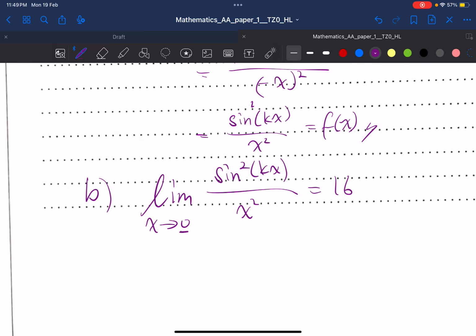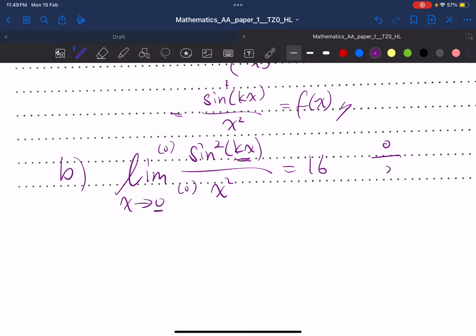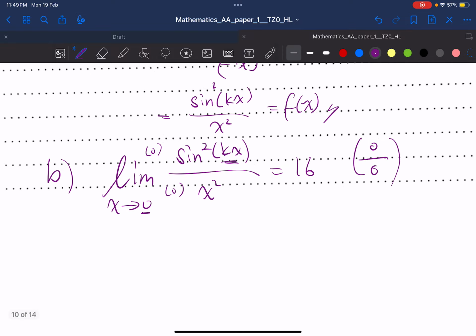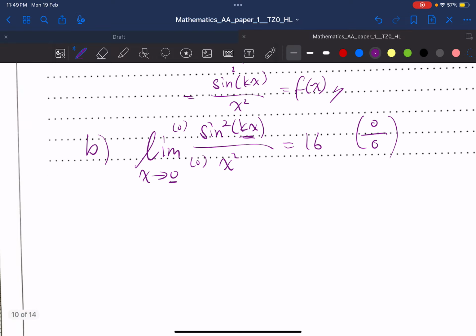So this x is 0, right? So basically the inside is 0. Sine 0 is 0, so this is 0. The bottom, 0 squared, obviously 0. So it's 0 over 0. This is an indeterminate form, hence L'Hopital's rule can be used. So we just differentiate the top and then differentiate the bottom separately. Remember, it's separately, not quotient rule, okay?